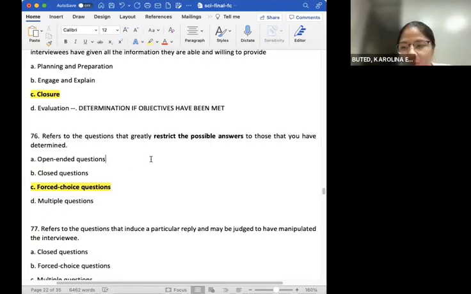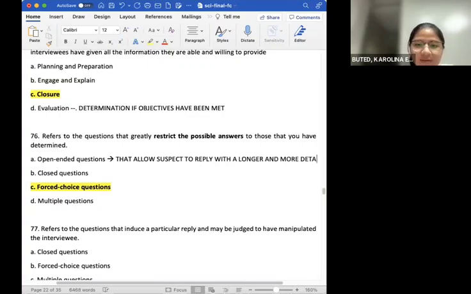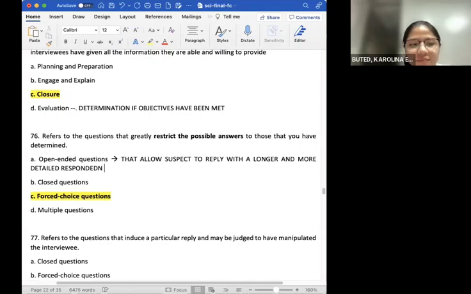Unlike na mga open-ended questions, open-ended questions, it refers to questions that allow suspect to reply with longer and more detailed responses. More detailed responses. How about closed questions? Ito naman, it requires more definite and distinct answers.